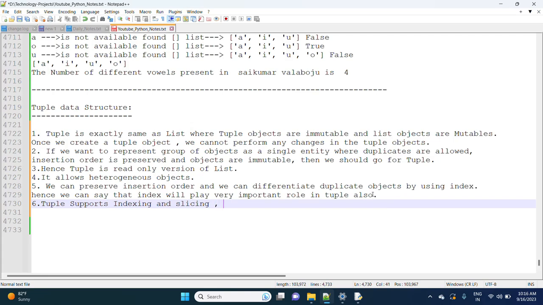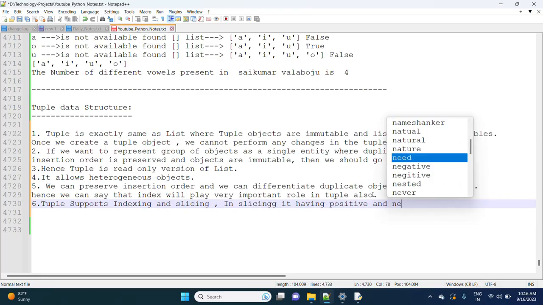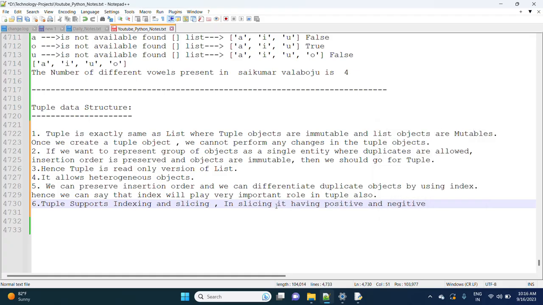So in slicing, it is having positive and negative.